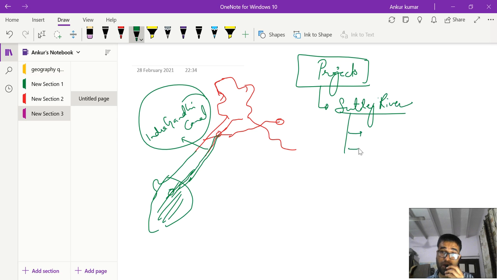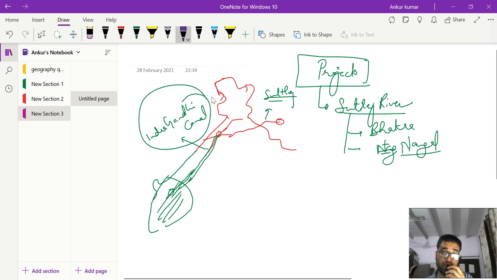See, there are the two projects. One is the Bhakra, the other is Nangal. Right. See, this is the Satluj River here. Now, in the Satluj basin, in Himachal Pradesh, we have the Bhakra. Here is the Bhakra. Here is the Nangal Dam. This is Bhakra, and this is the Nangal.